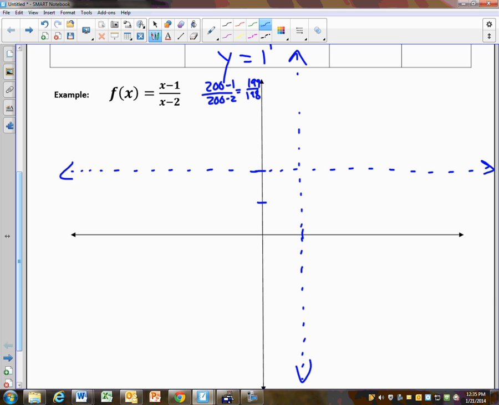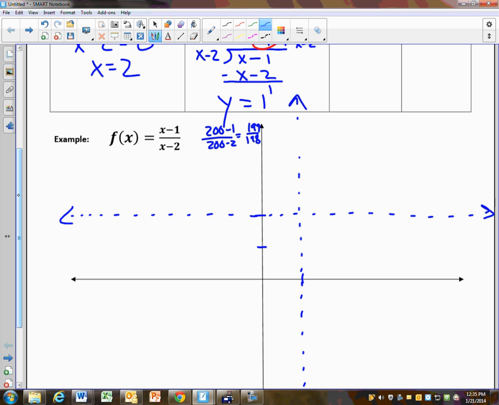You guys, you see what I did? Come on. x equals 2. I drew x equals 1. y equals 1. I drew y equals 2.